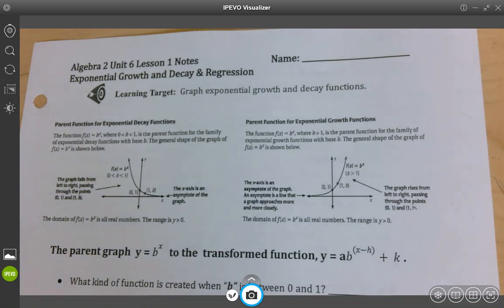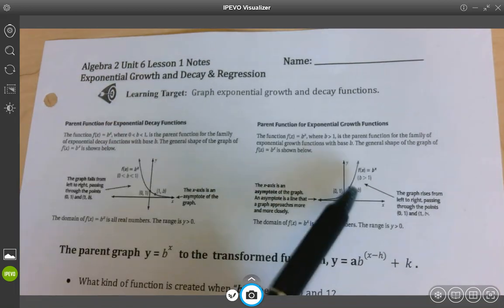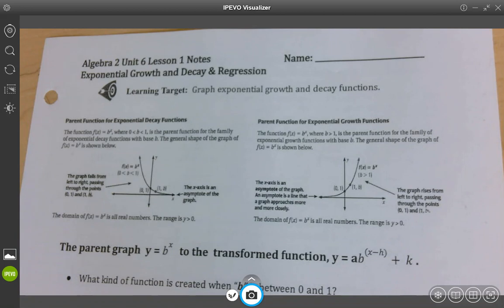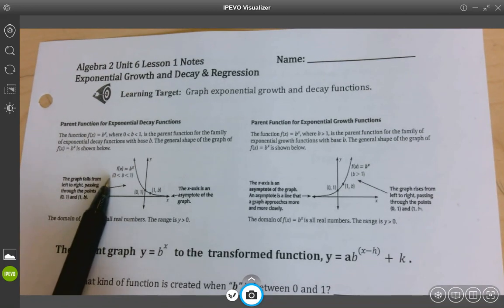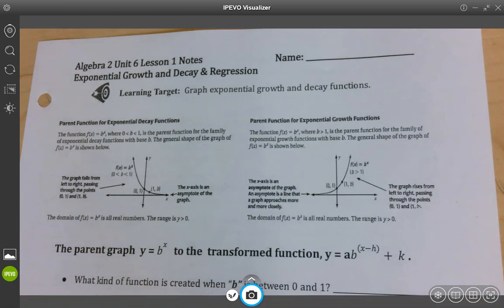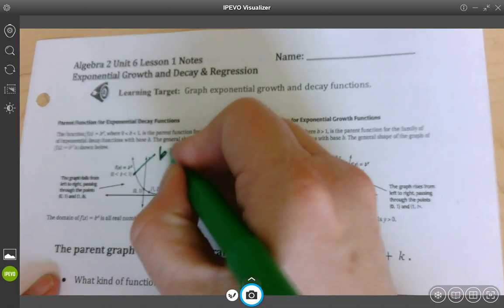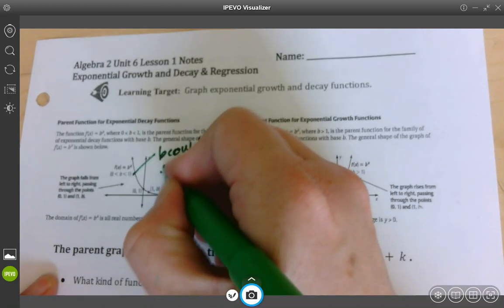Looking at the equations, look at the first part of the equation. f of x equals b to the x. It looks like the same equation. So to figure out what's different, you're going to need to look below that. They have the same equation. It's going to be decay if your b is between 0 and 1. What are some examples of numbers between 0 and 1? Okay, so b could be 0.5. What else could it be? So b could be 0.5, 0.3.